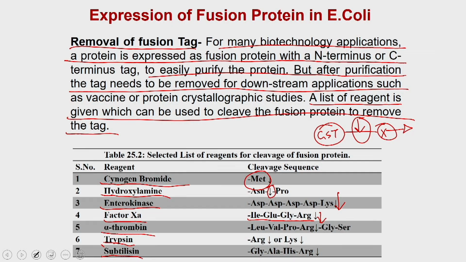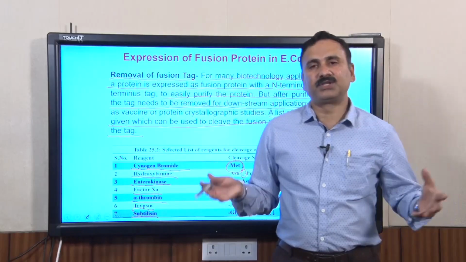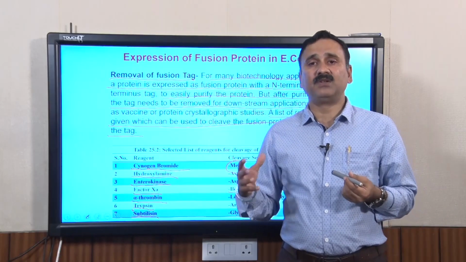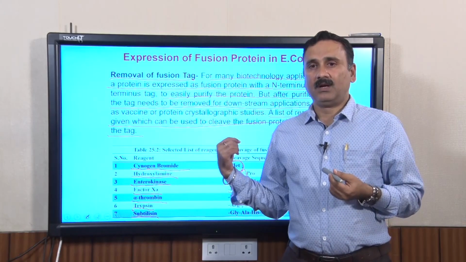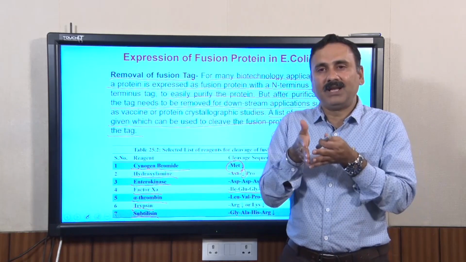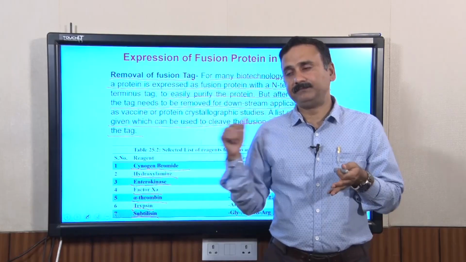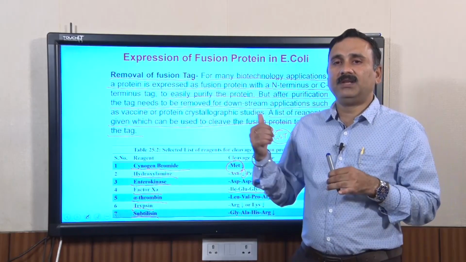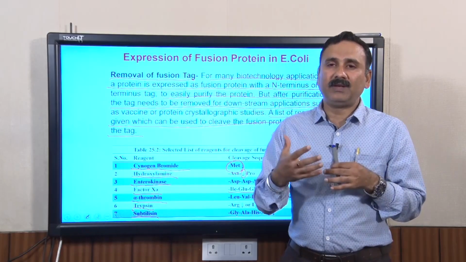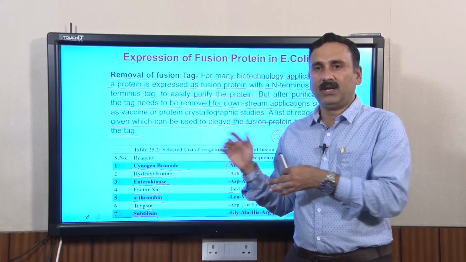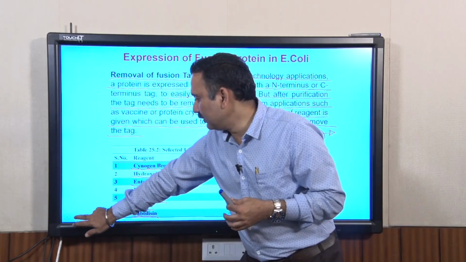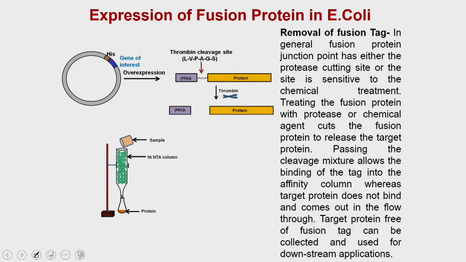So, this is not the final or exhaustive list of the cleavage reagents which are available for separating the fusion tag from the foreign gene or foreign protein. Now, the question is how to remove the tag from your protein. For that, you can use the same affinity column that you have been using for purifying the protein.